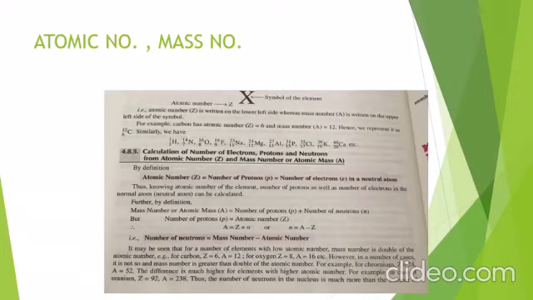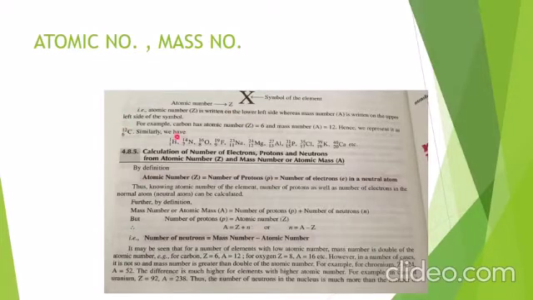Now, see, I have told you last time that we can represent an unknown element with a symbol X. X is the symbol of the element and atomic number is given by Z. So atomic number Z is written on the lower left side, whereas mass number is written on the upper left side of the symbol, as I have told you.